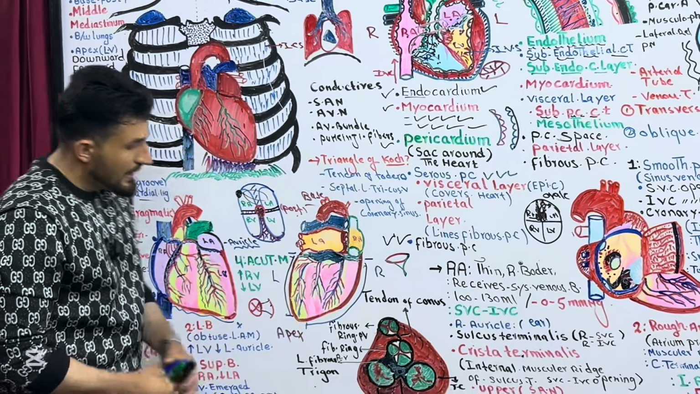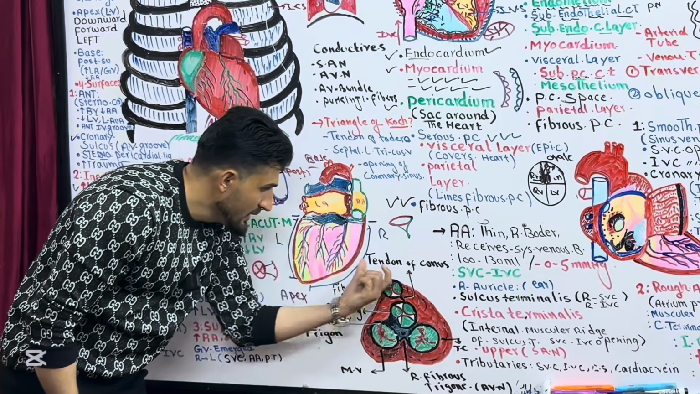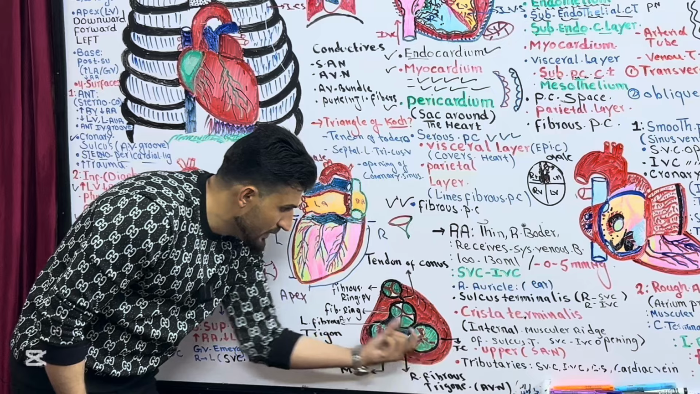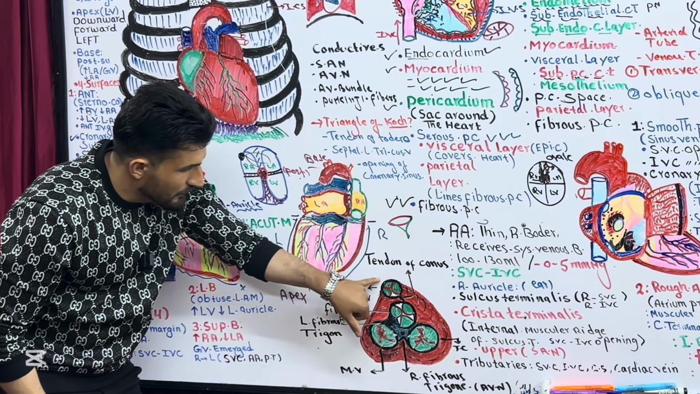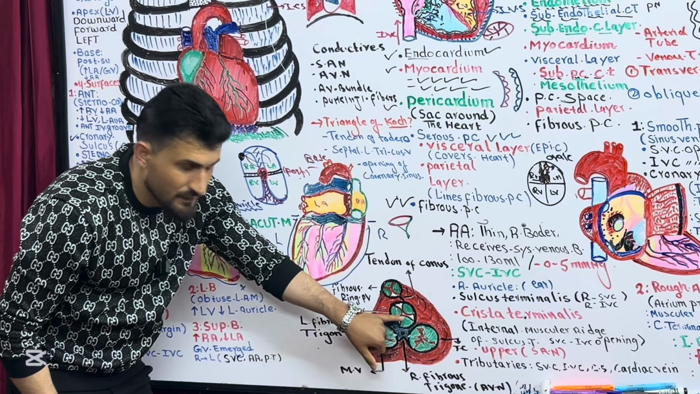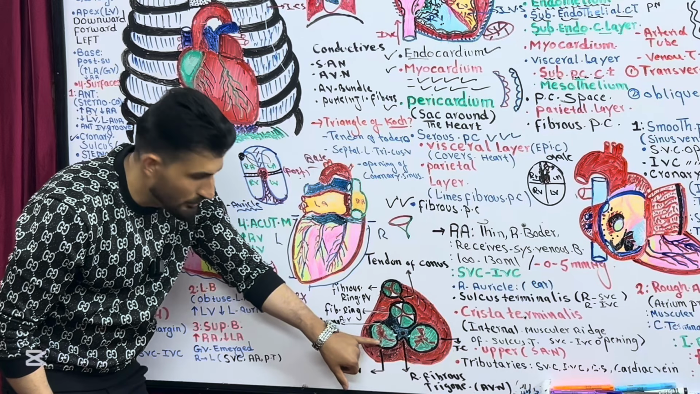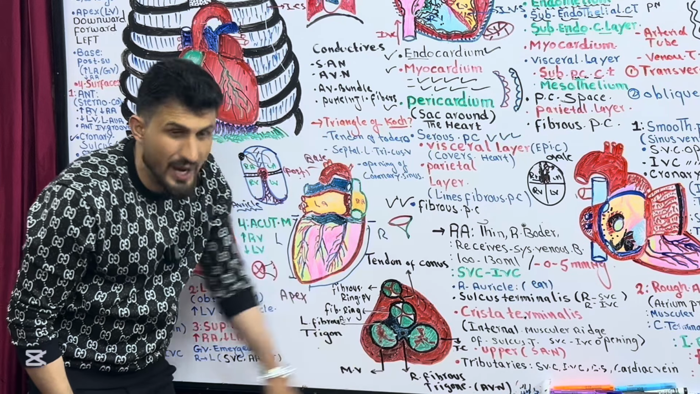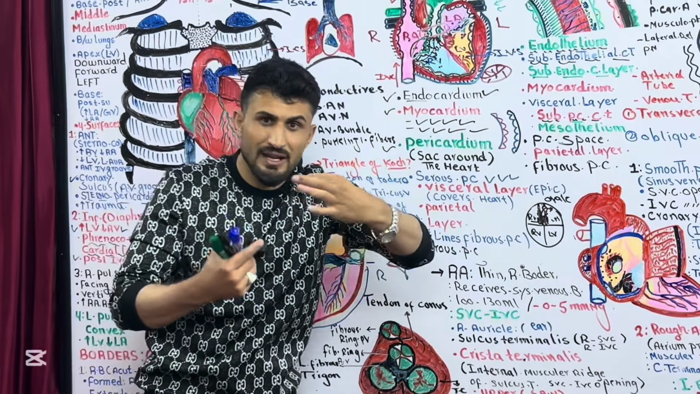Now, the fibrous skeleton is made of four fibrous rings: one ring, second, third, fourth. This ring is for the pulmonary artery, which is called the fibrous ring for the pulmonary artery. This one is for the aortic valve. This one is for the bicuspid valve or mitral valve, and this one is for the tricuspid valve. So for each valve we have a ring-like structure.